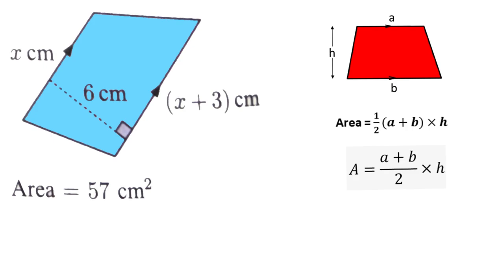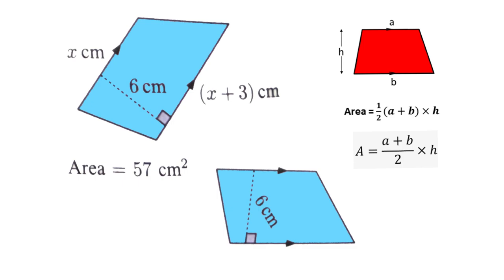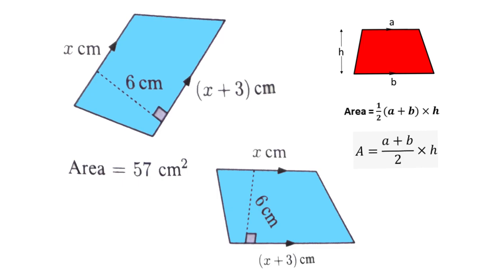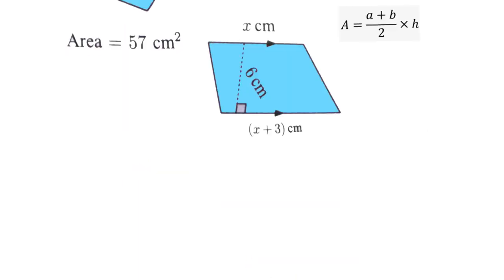To see the blue trapezium a little bit more clearly, we could rotate this trapezium a little bit clockwise, and we could see that one of the parallel lines will be x and the other parallel line will be x plus 3, and our height is 6 centimeters. So using our formula here, we can now substitute these values into that formula and just do the algebraic work.